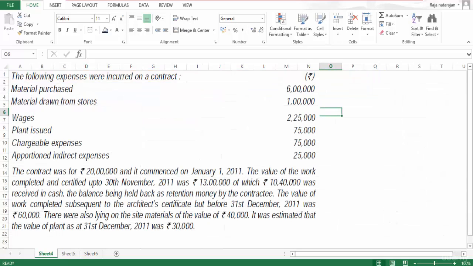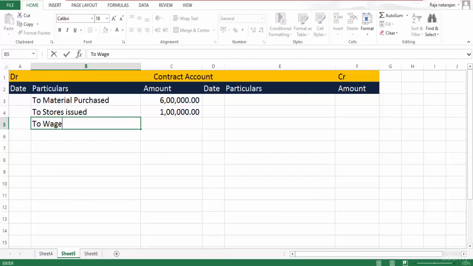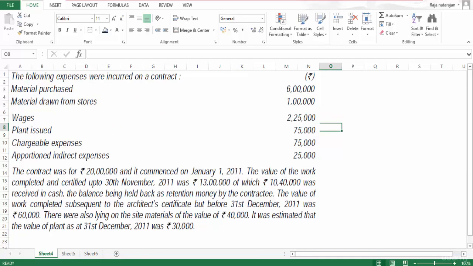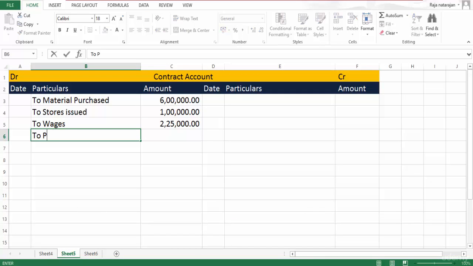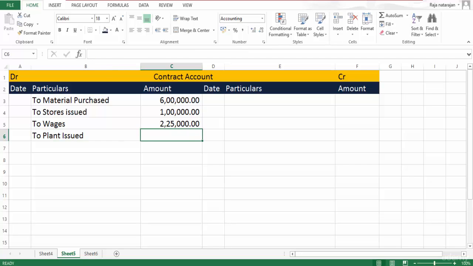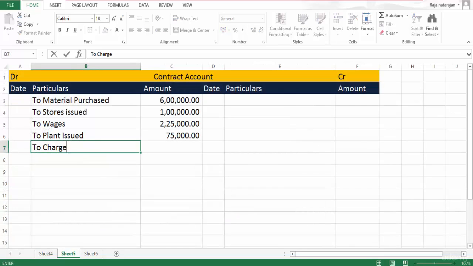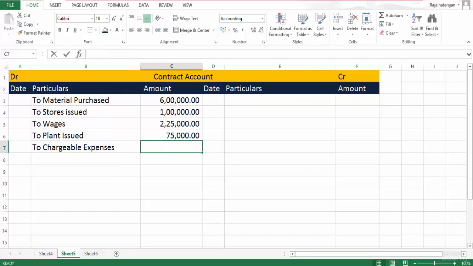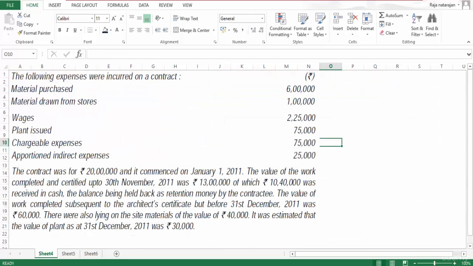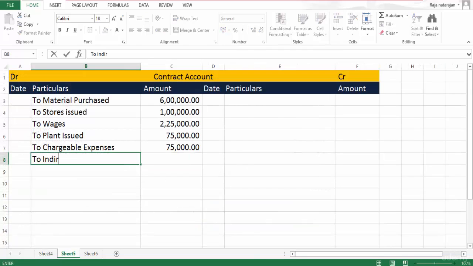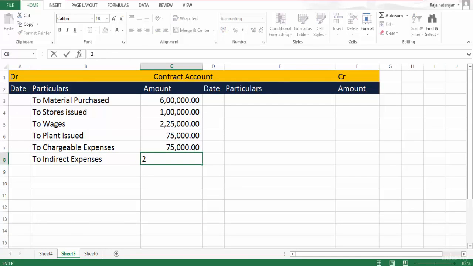Then we have wages paid for the contract, 2 lakh 25,000, so to wages 2 lakh 25,000. Then we have plant that got issued for this contract, 75,000, so to plant issued 75,000. Then we have chargeable expenses of 75,000, so to chargeable expenses 75,000. Then there are some apportioned indirect expenses of 25,000, so to indirect expenses 25,000.